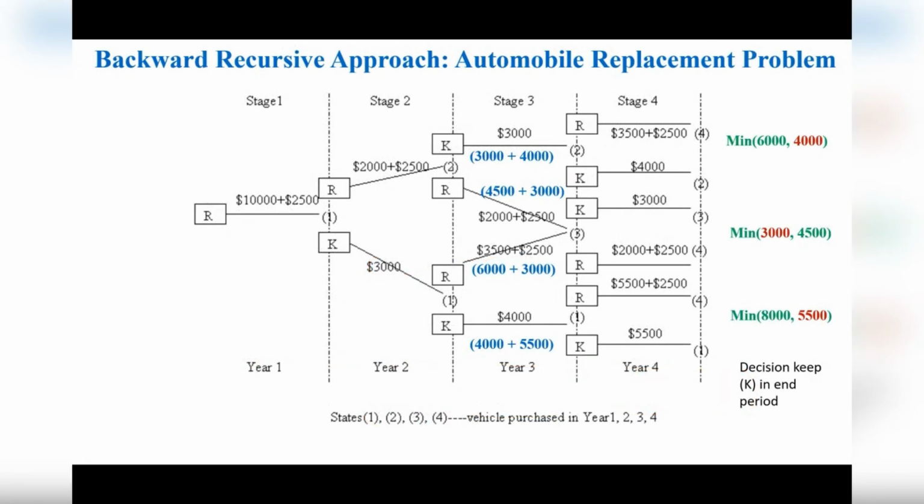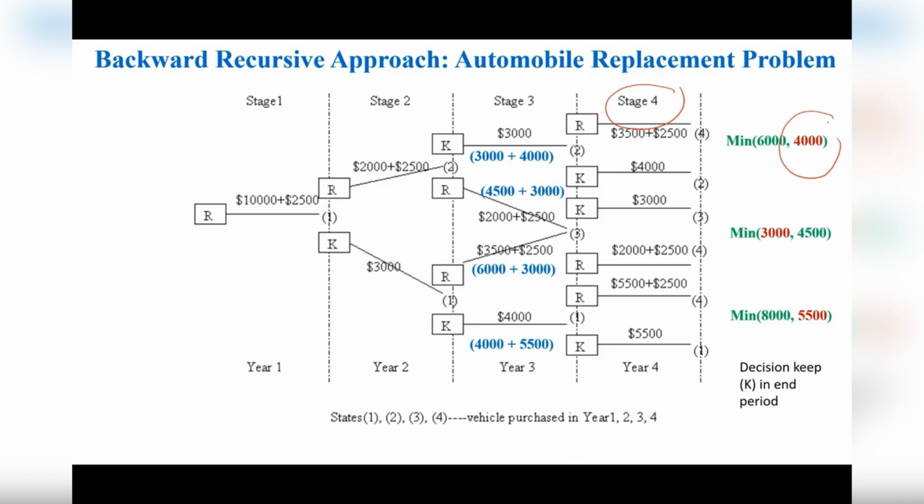An example of the backward recursive approach is provided in the diagram below, where what we have is an automobile replacement problem. In this last stage that we're looking at, stage 4, this refers to the last year that the person will own the car. If the person were to replace the car, it would cost them $6,000, and if they were to keep it, it would only cost $4,000 in terms of repair. And we take the minimum of that, and that turns out to be $4,000.